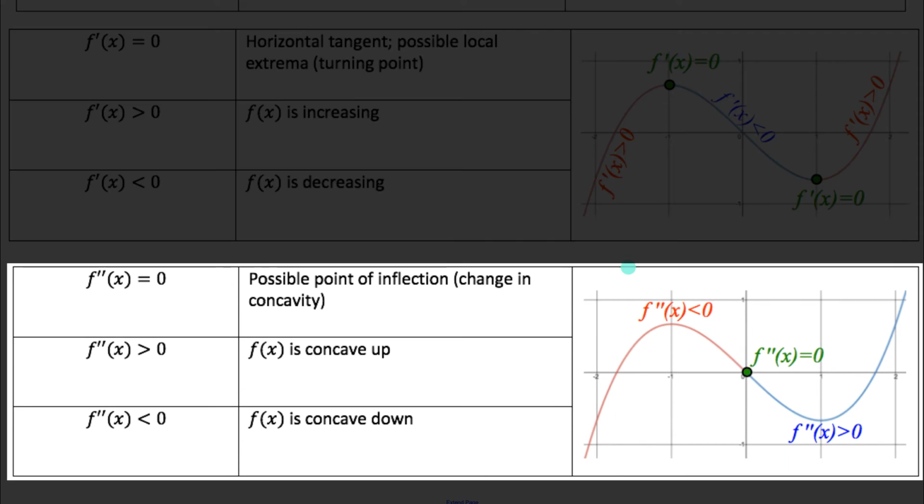Second derivative, the red section, I'm showing you when the second derivative would be negative. Why is it negative there? Well, graphically speaking, because it's concave down.